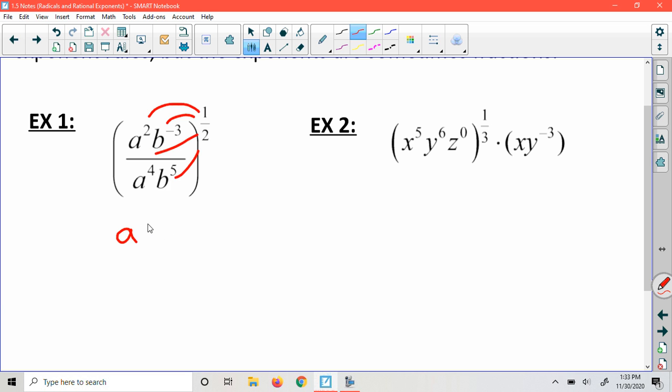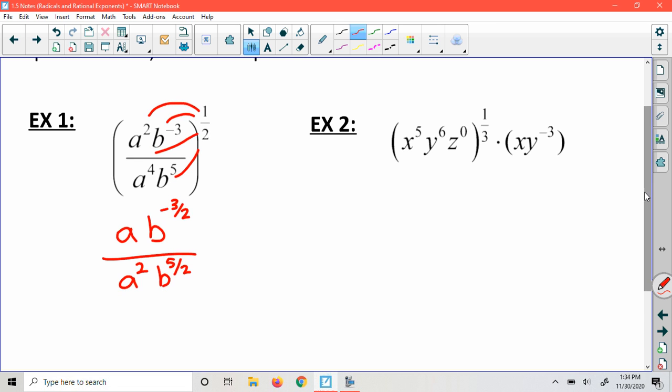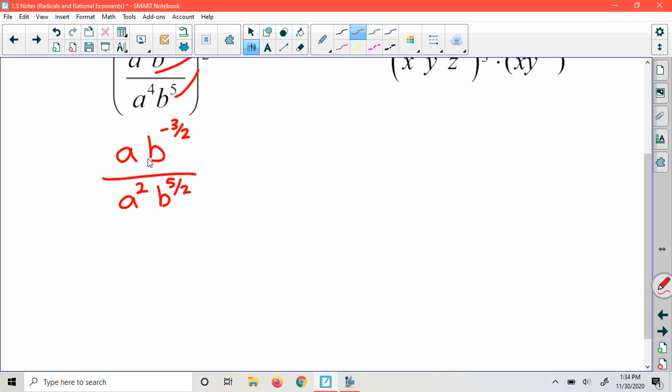-3 times 1/2. Remember, this is like -3 over 1, and then you times the tops and you times the bottom. So it'll just be -3 over 2. A to the 4th to the 1/2 power, that would just be a squared. B to the 5th to the 1/2 power, that would be b to the 5/2 power. Same rules, you're just going to have some fractions involved.